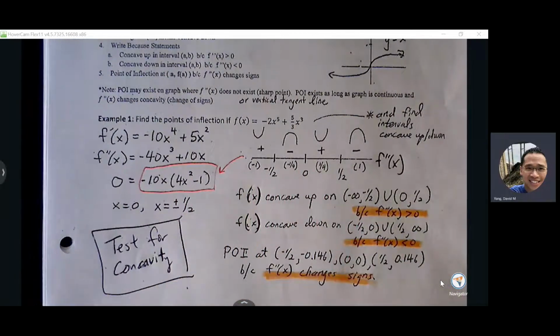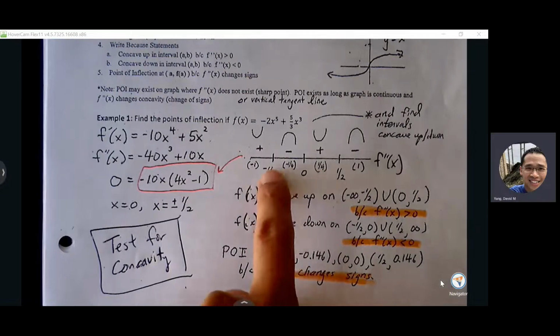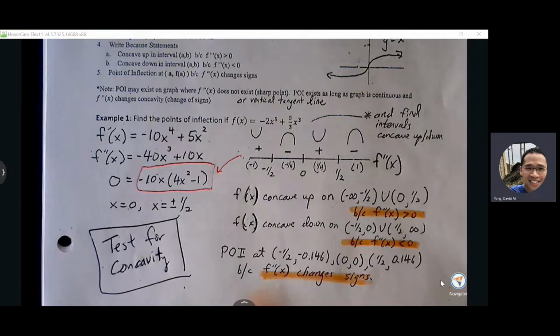And then you have to be able to write out your because statements, because f double prime is greater than 0. So I'll be looking for that on the quiz. Make sure that I will specify on the quiz to write because statements. Okay, so read your directions and make sure you understand how to write all these down. Concave down will be my two subintervals here, from -1/2 to 0, and then from 1/2 to infinity, because f double prime is less than 0.